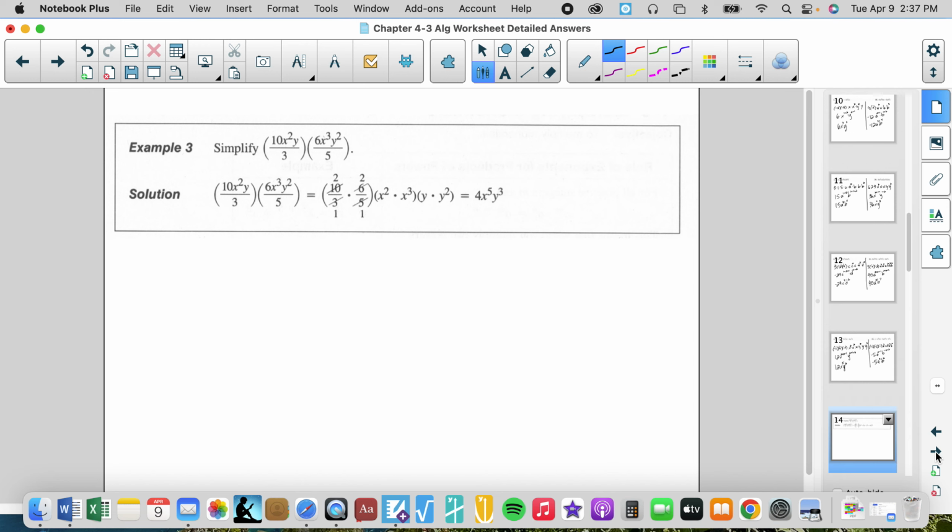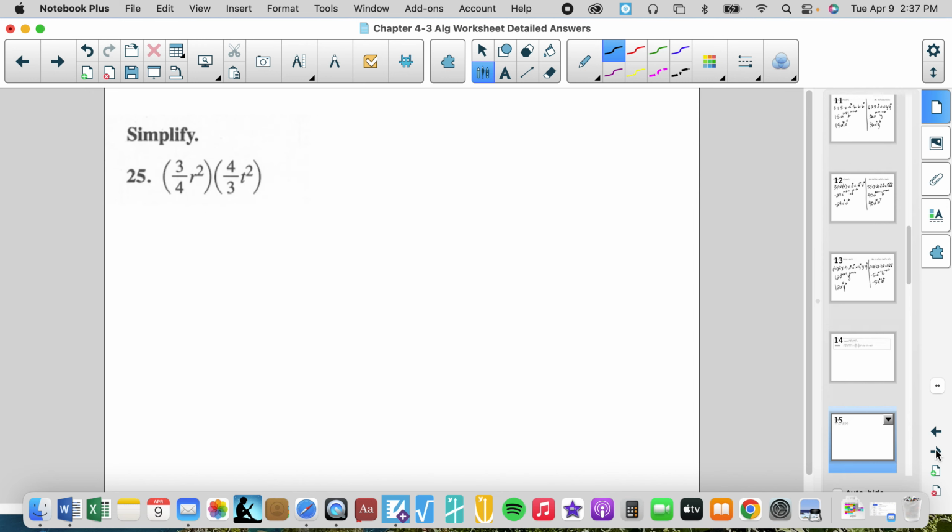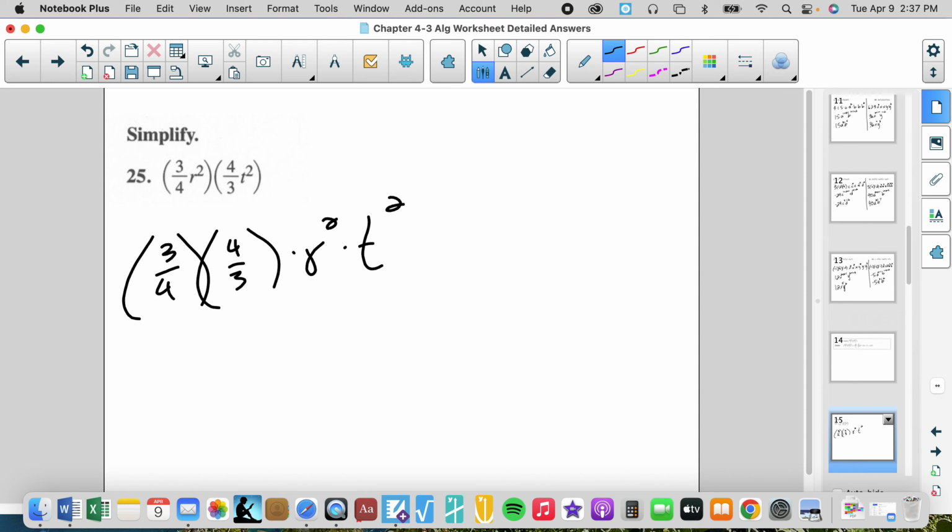Oh baby, division. Okay. So we're going to still deal with our coefficients and then deal with our variables. So we have 3/4 times 4/3. And then we have r squared and t squared. Those are not like terms, so we're not going to add those exponents. But we will deal with the coefficients.